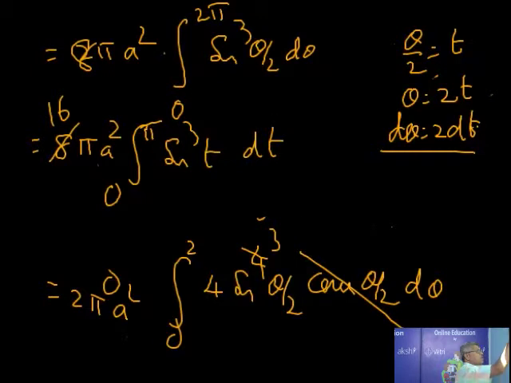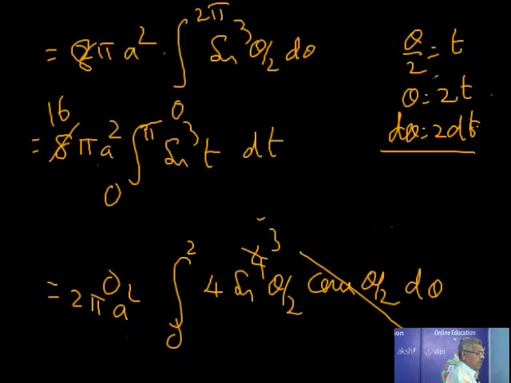If you have 0 to pi, we cannot apply the reduction formula. Reduction formula can be applied only for sin power n theta when you have 0 to pi by 2. For that, we have the sixth property.